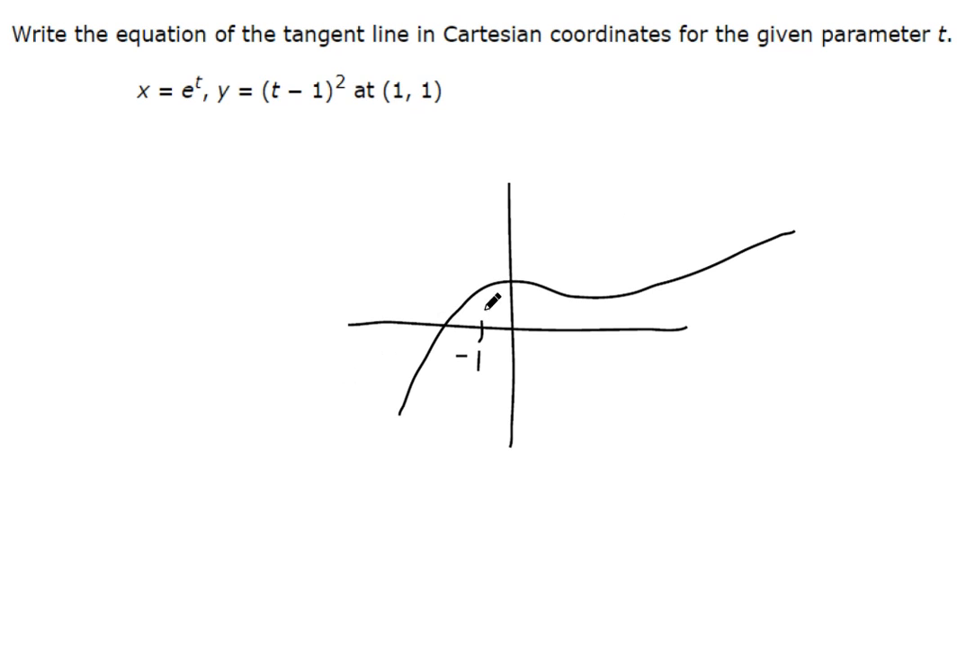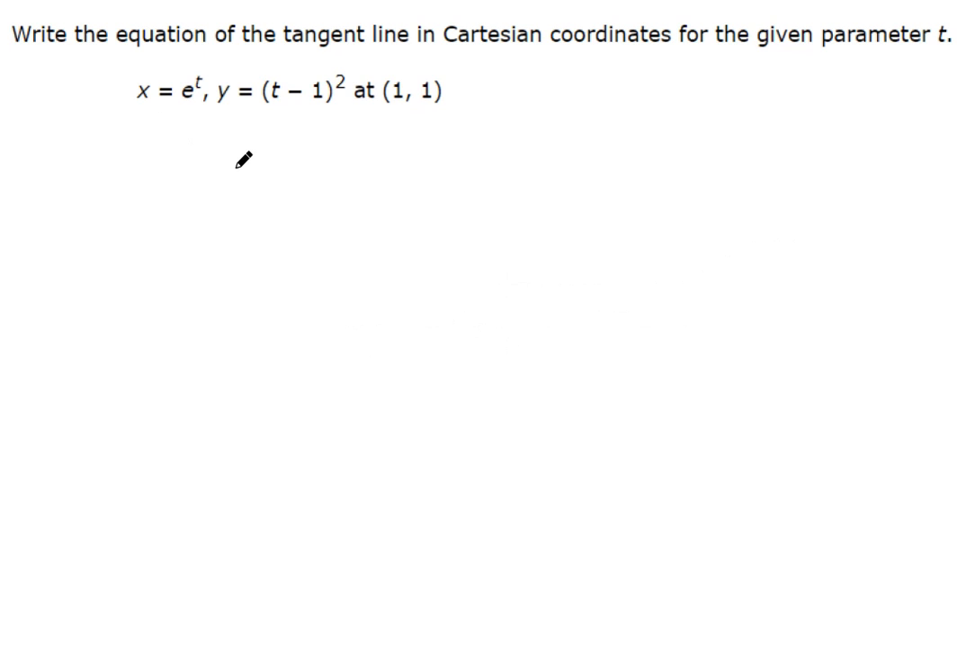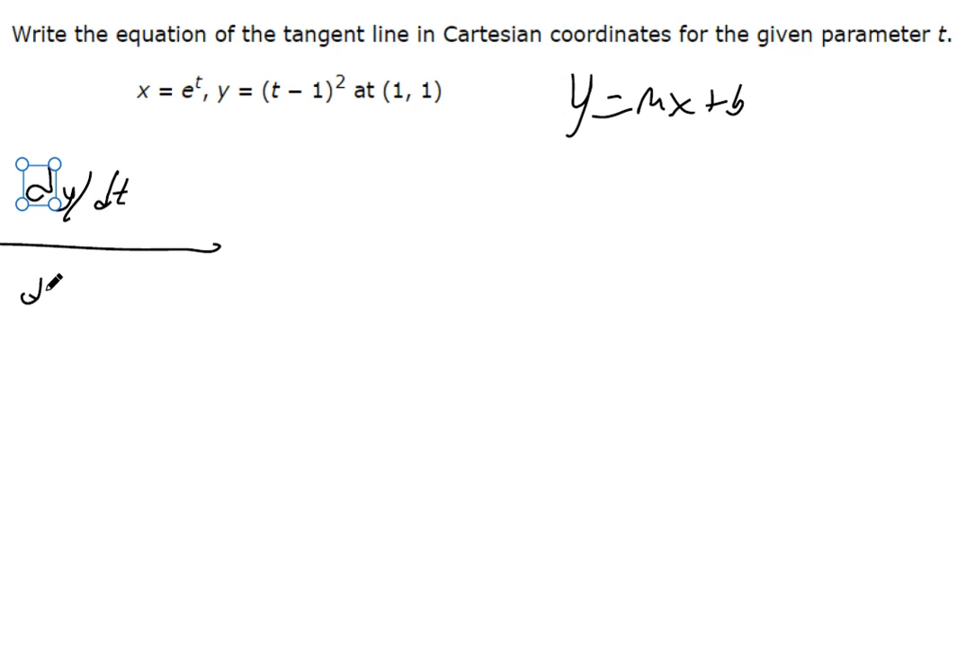So what we want for this parametric equation is we want to be able to find out what the slope is of this relationship. And then we're going to plug in some initial value information to find out the slope, and then we can plug that into y equals mx plus b to find the tangent line. So the slope is dy over dt divided by dx over dt. That's the slope of a parametric relationship between x and y.